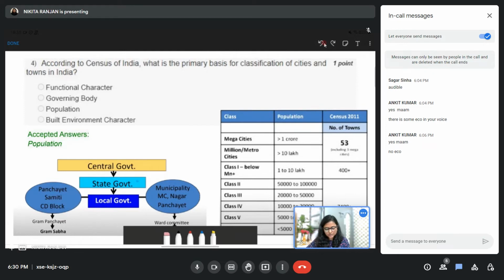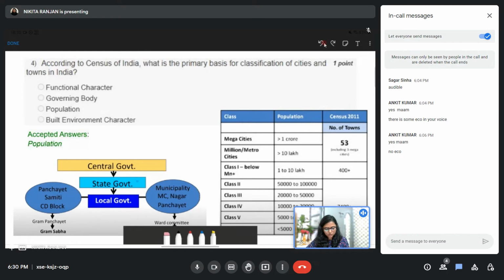Although there are certainly very visible differences in the built environment character of different classifications of city, these differences are not used for the classification, especially by the Census of India, as it is very difficult to define based on the built environment character which class of city should have what kind of built environment. So the primary basis of classification is a very basic thing which is used by the Census of India, and that is the population.